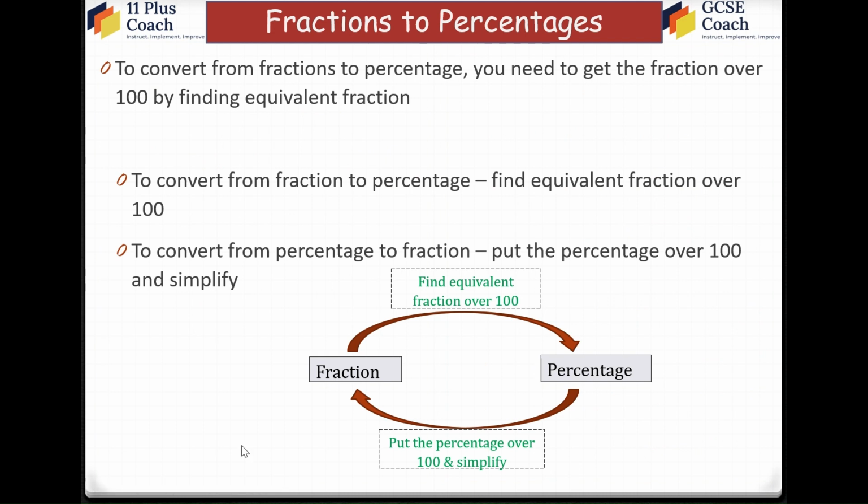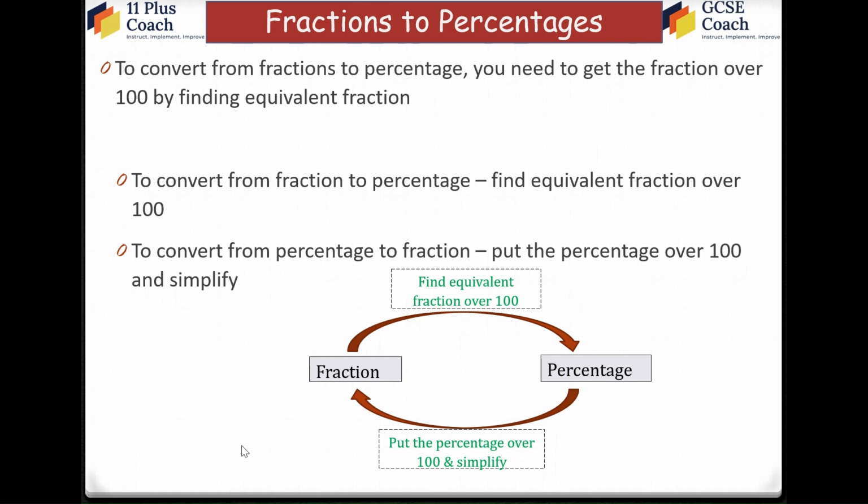All right. So what happens when you go from fractions to percentages? So we've done decimals to percentages and backwards. Now we're going to go from fractions to percentages. Now to convert from fractions to percentages, you need to get the fraction over 100. The reason being, percentage means out of 100. So if you can write a number over 100, the number at the top, the numerator, will be the percentage.